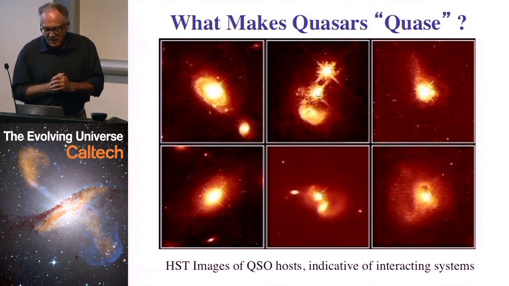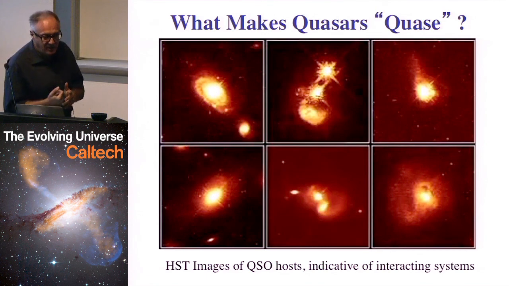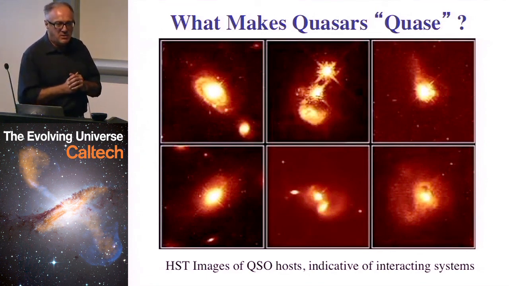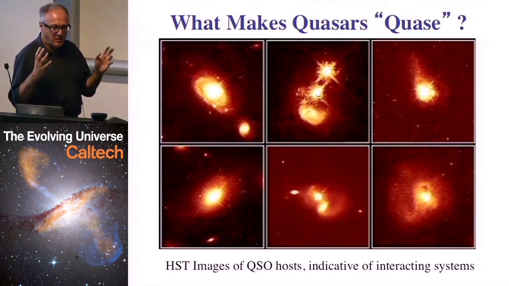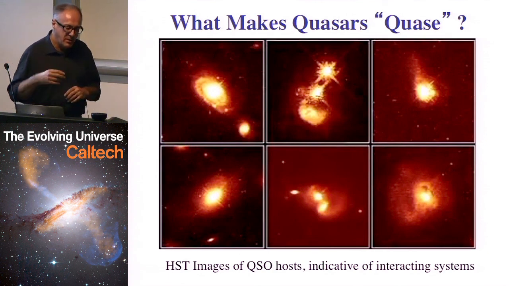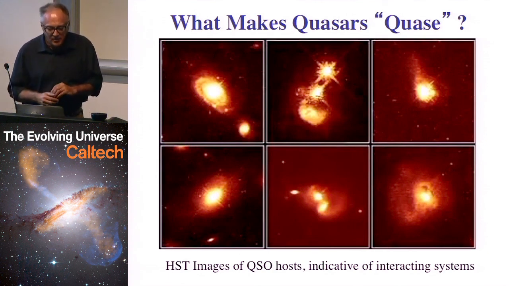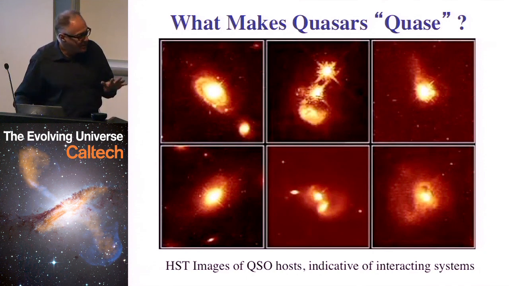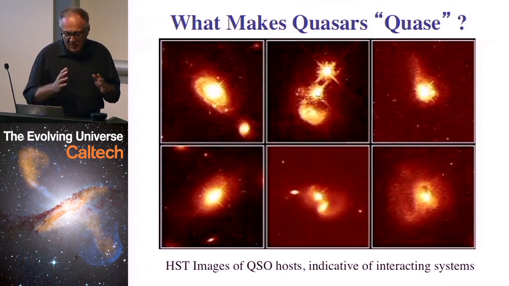And so we think that quasars are not always on. They last maybe some tens of millions of years during one of these merging events, and then there'll be another one later on. And there is a lot of circumstantial evidence from pictures of quasar host galaxies like these from Hubble Space Telescope that show what look like dynamical interactions.